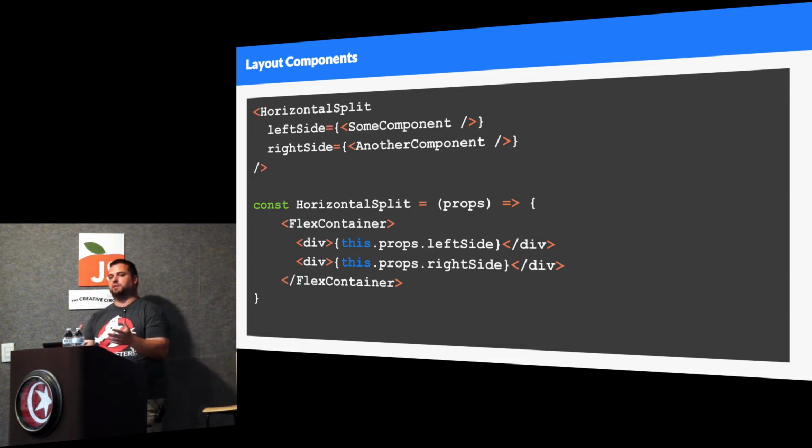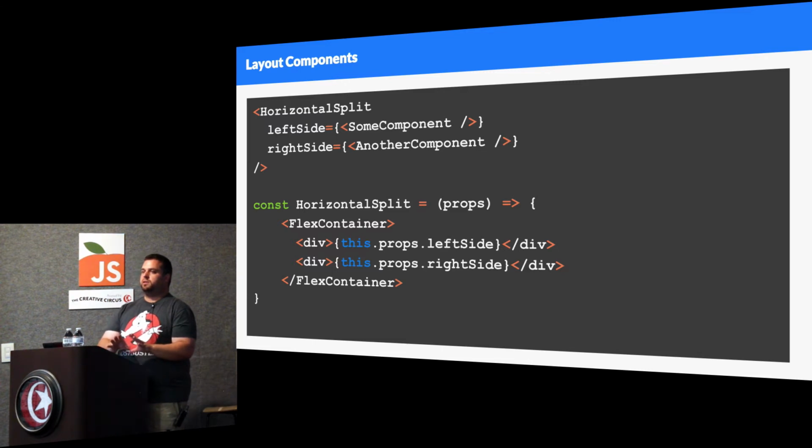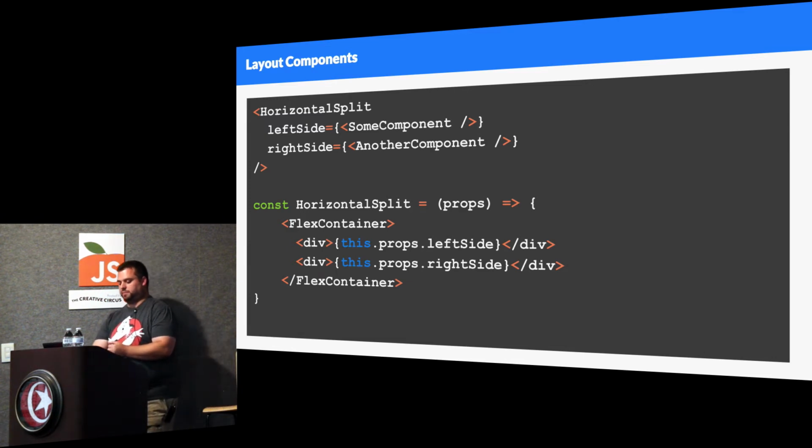I can add them to a flex container. There's nothing going on here outside of strictly layout. I want to be able to set essentially my containers, my wrappers, put things into them, pass them through, and they're good to go.